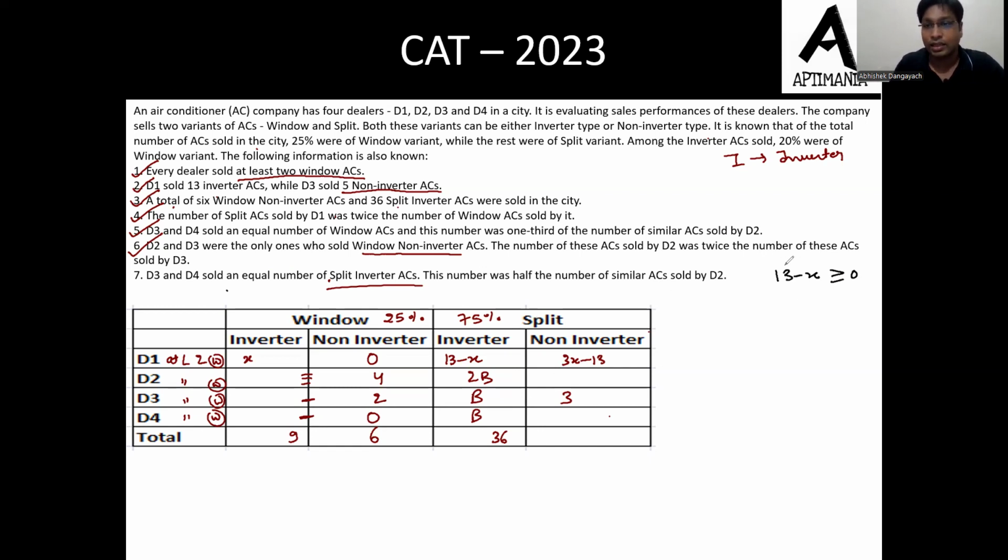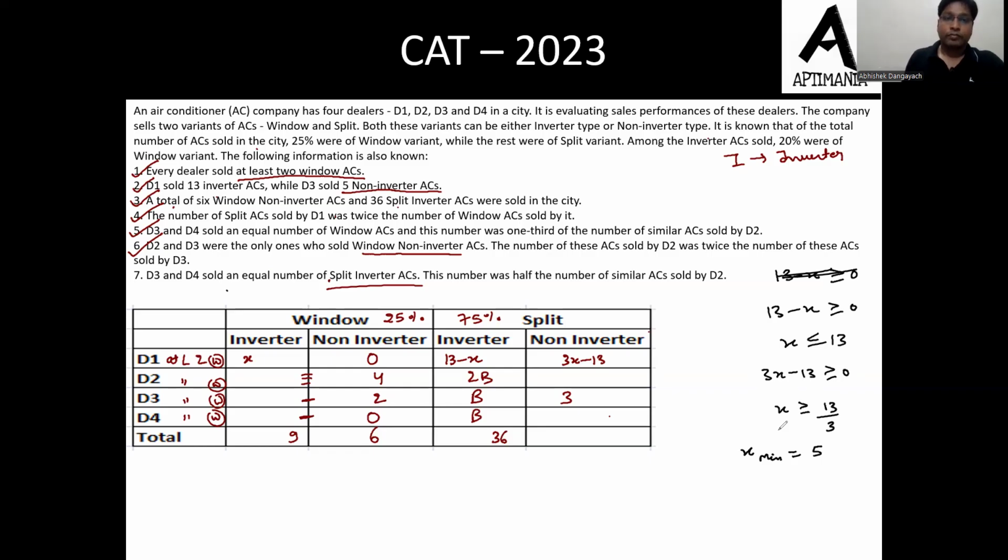sorry, this is 3x minus 13. This 13 minus x, obviously, this also needs to be greater than or equal to 0. So x is some number which is less than or equal to 13. And from here, we can say that 3x minus 13 must also be greater than or equal to 0, or x must be greater than or equal to 13 by 3. And for that to be integral, the minimum value of x that we can have is 5. So we can have x as 5, right? Now see, यदि हम x को 5 लेते हैं, let us go ahead with the minimum value of x that we can have. So if this is 5, so this will become 8.